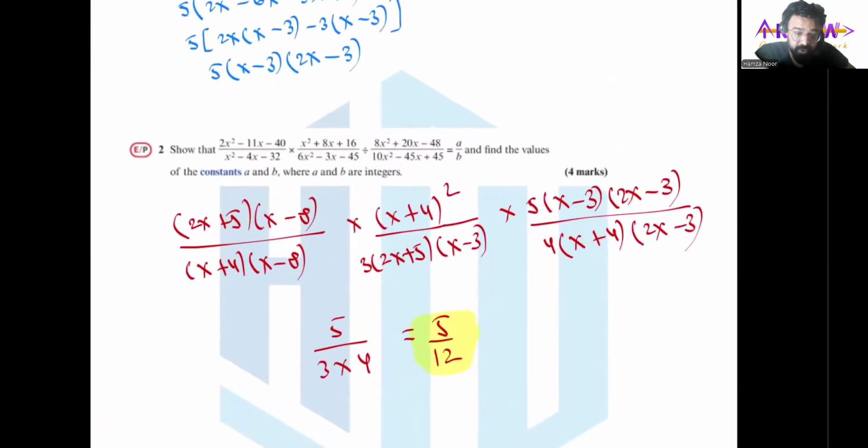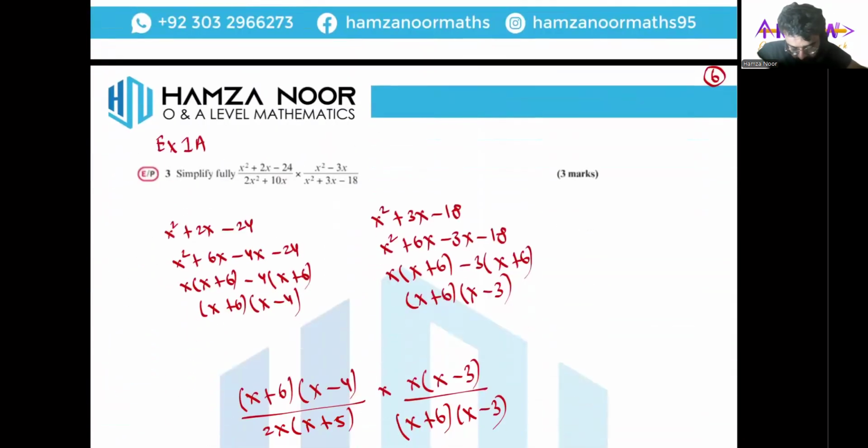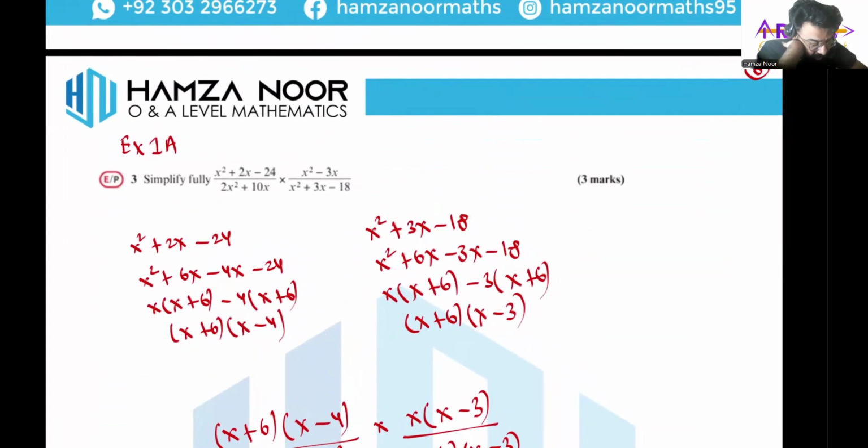All right, so I hope you have copied this much page. So now let's move on. Up next we have question number 3 of exercise 1A. The question is saying: simplify fully (x squared plus 2x minus 24) upon (2x squared plus 10x) multiplied by (x squared minus 3x) upon (x squared plus 3x minus 18).